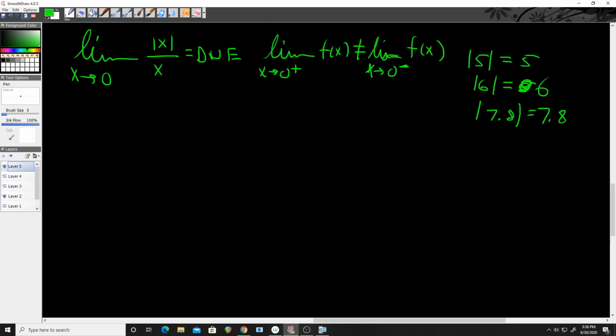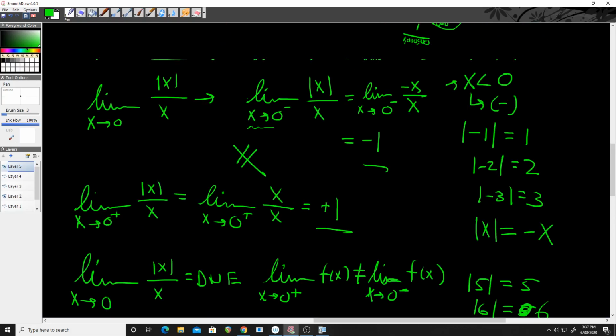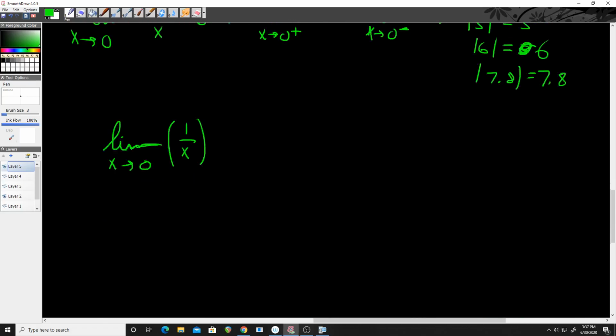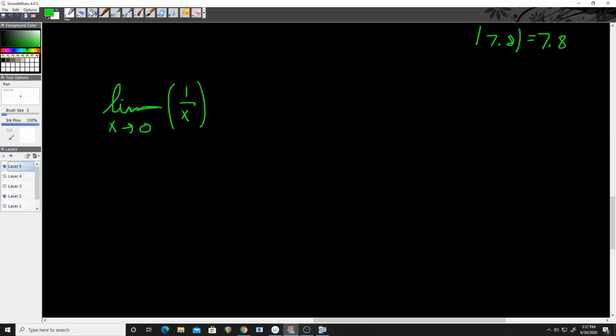All right, good. Let's go through 2 more. This one will be even faster. Limit as x approaches 0 of 1 over x. Compare the table to this one, and we're not going to be squaring, but we're going to be doing 1 over the number, right? So think about those small numbers.